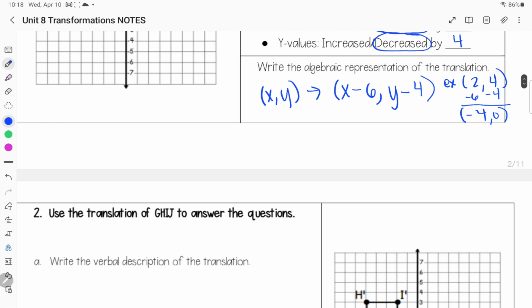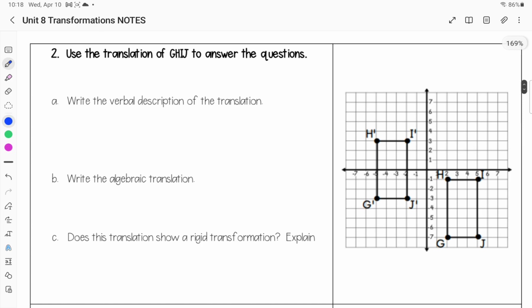All right, so let's look at this one. This is important that you understand the difference between pre-image and just image. It says use a translation of GHIJ to answer the questions. So this is saying this is my original, my nice clean copy. There's no marks on it. It's perfect. Nothing's wrong with it. So we took and we moved this to right here.